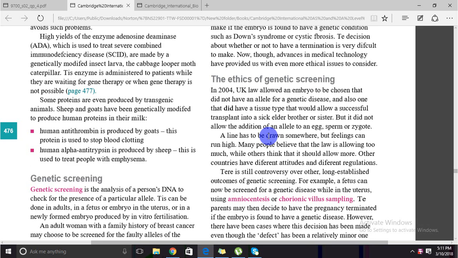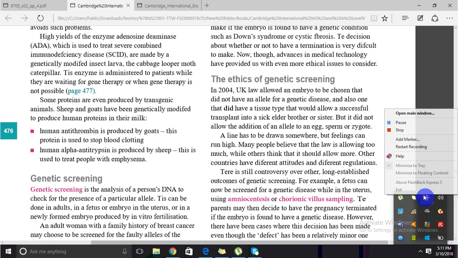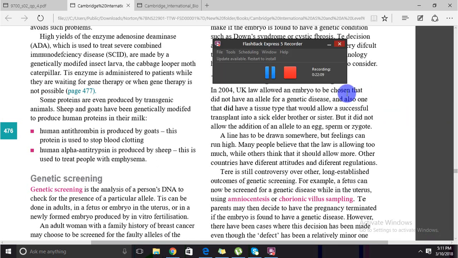How would you define genetic screening? It is analysis of a person's DNA to check for the presence of a particular allele. And this can be done in adults, in a fetus, or an embryo. So when genetic screening is done on an adult, it often results in the adult opting for IVF.